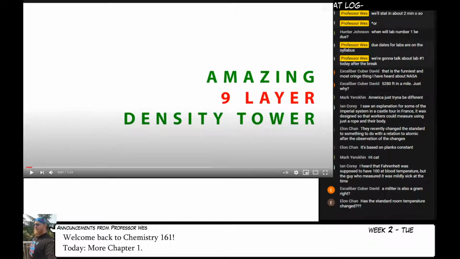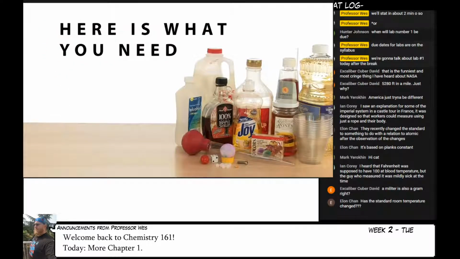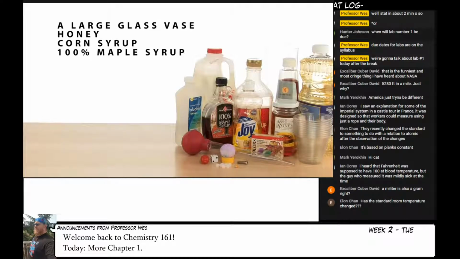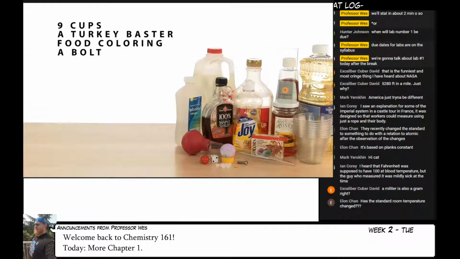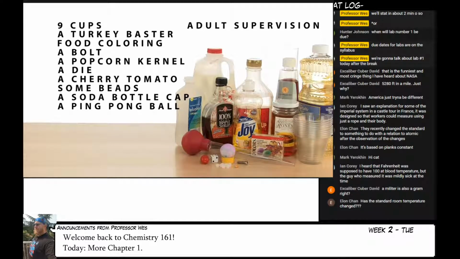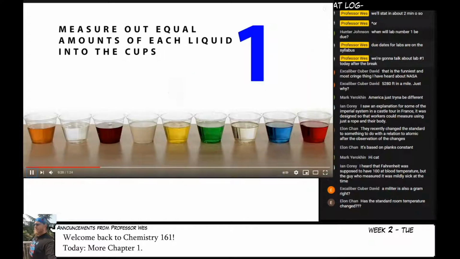There we go. Alright, so this density tower has a bunch of stuff in it, including safety. So these are the liquids that are used. And then we're going to drop some solids in there too. Not the turkey baster. That's going to be used for making the column. You do not need adult supervision for this. Don't be ridiculous.